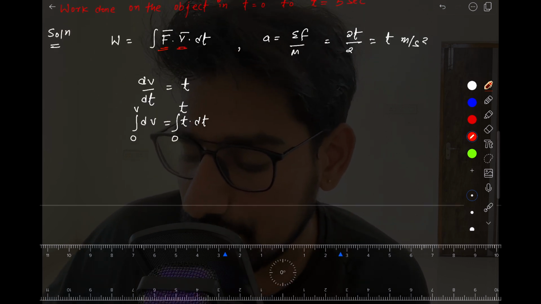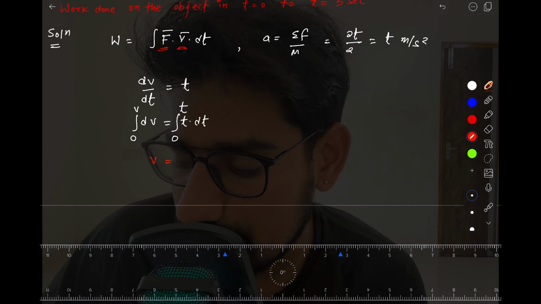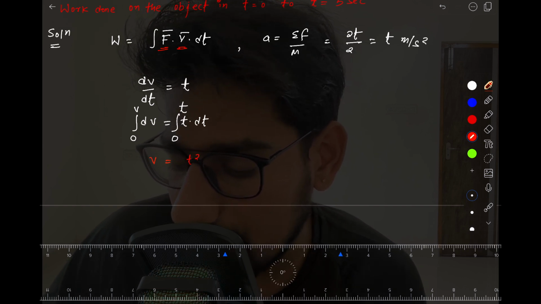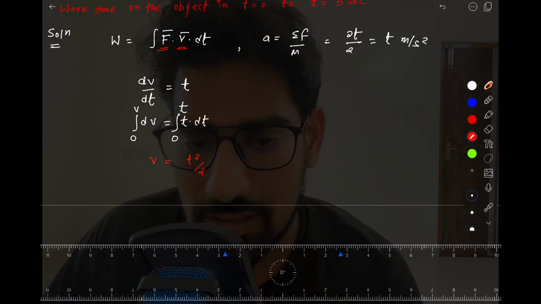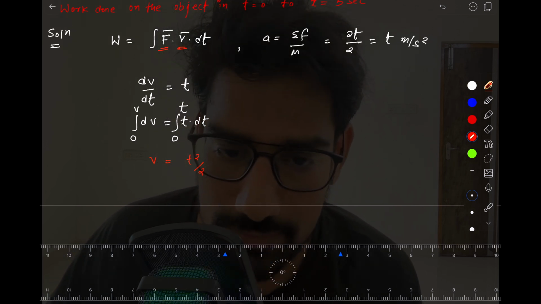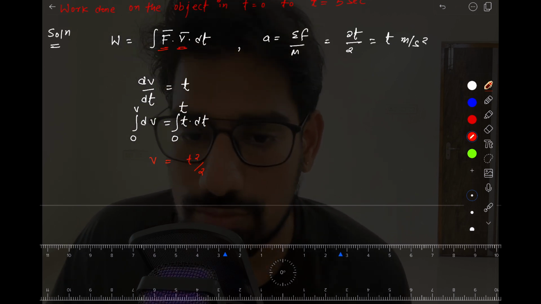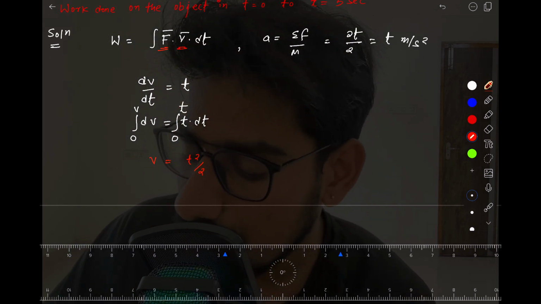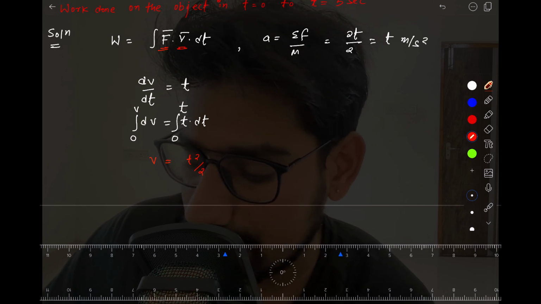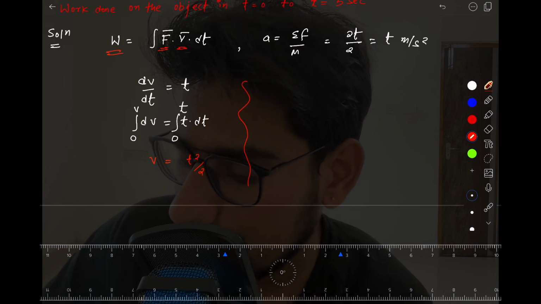So from here, the velocity comes out to be v equals the integration of t, which is t square divided by 2. I'm not putting the value, I'm putting the limits, so that's why there is no c. The velocity function comes out to be t square divided by 2, that's all. Now we are going to go on to the work. So let's approach this work.